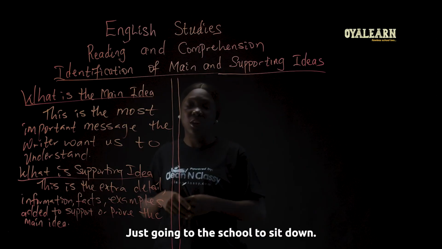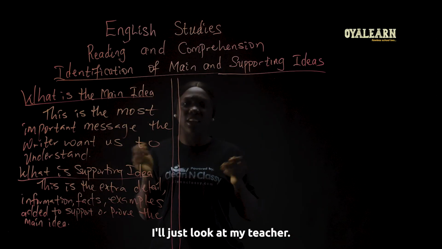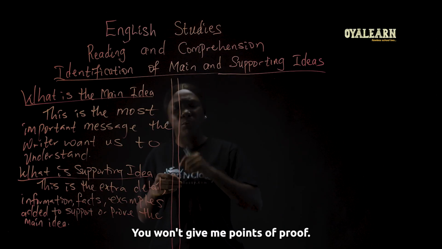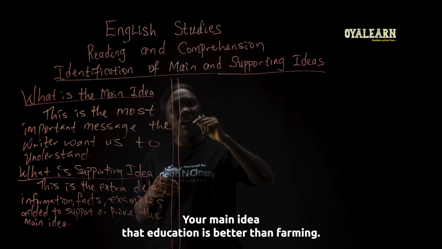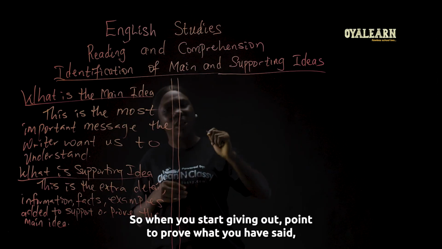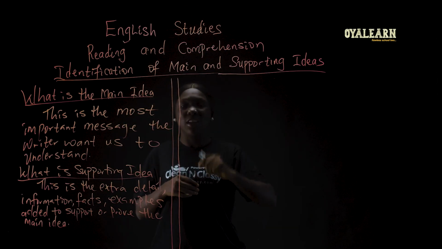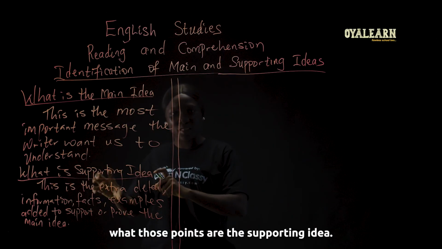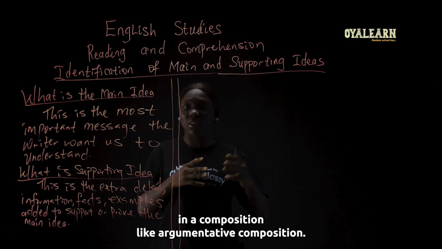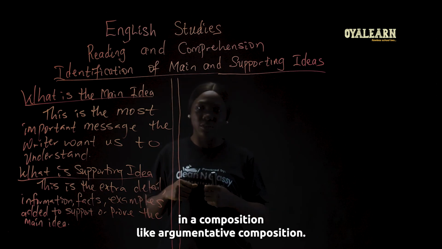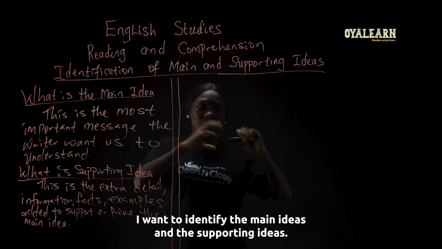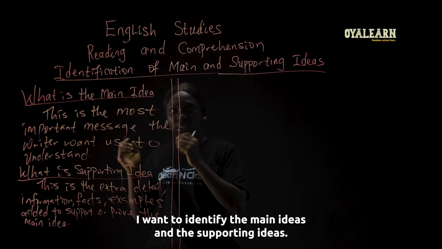Me just going to the school to sit down and just look at my teacher. You must give me points why you said so. You must give me points to prove your main idea that education is better than farming. So when you start giving out points to prove what you have said, those points are the supporting ideas. You get to see that in composition like argumentative composition. Now, I want to take an example and we want to identify the main ideas and the supporting ideas.